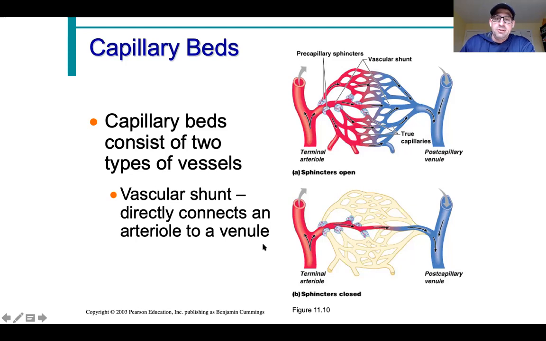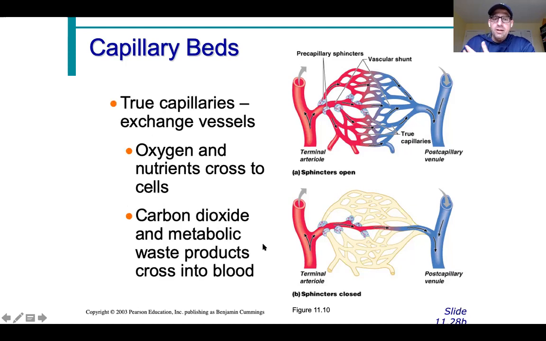However, if the surrounding tissue is in need of gas exchange or nutrient and waste exchange, then these sphincters here, these rings of muscle, will stay open, and the blood will flow through all of these true capillaries out here. Oxygen and nutrients will cross to the cells, and carbon dioxide and waste come back into the blood.